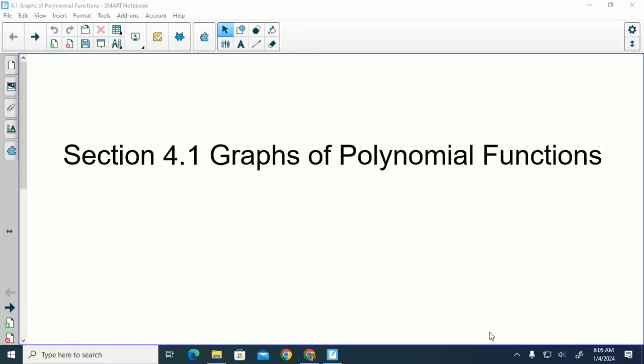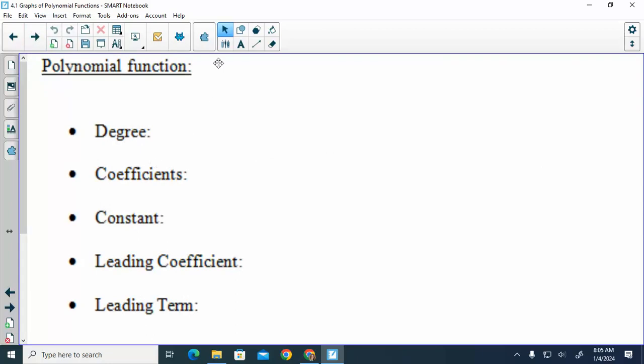I'm going to throw it in periodically as we go through this chapter, just so we know what I'm talking about. So a polynomial. What is a polynomial?